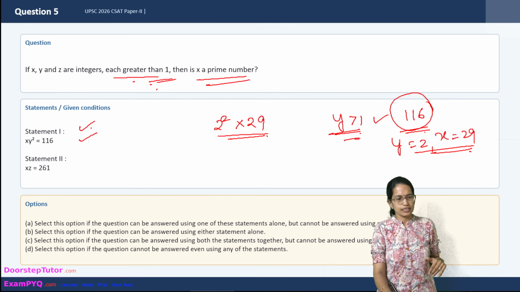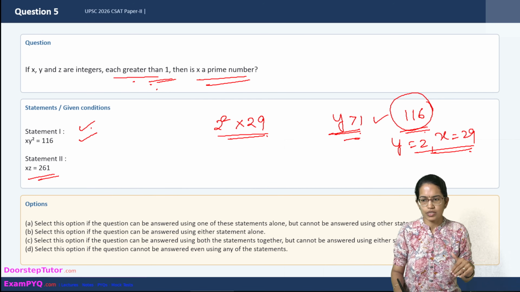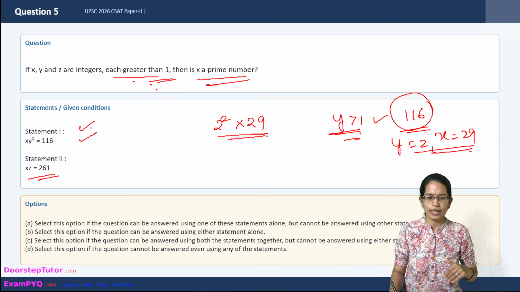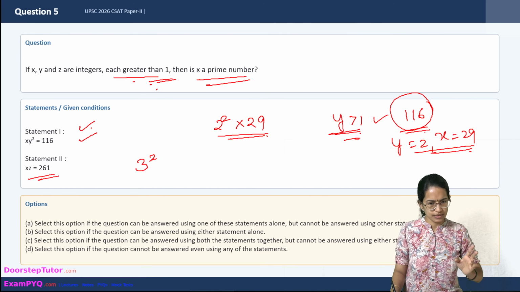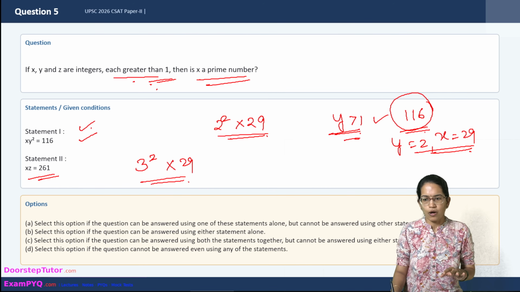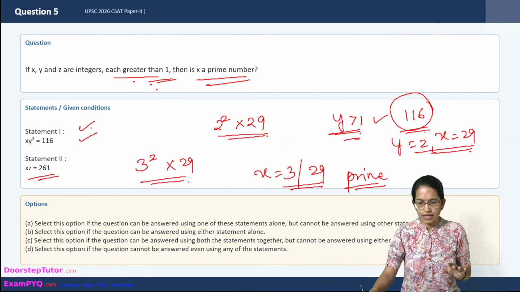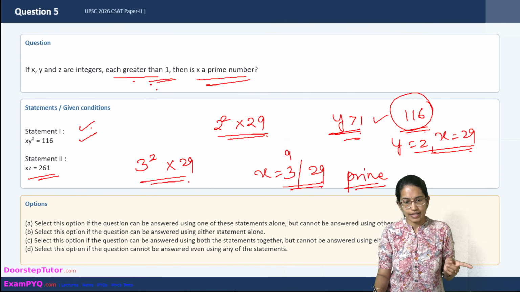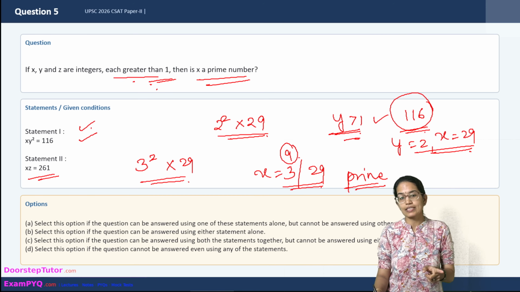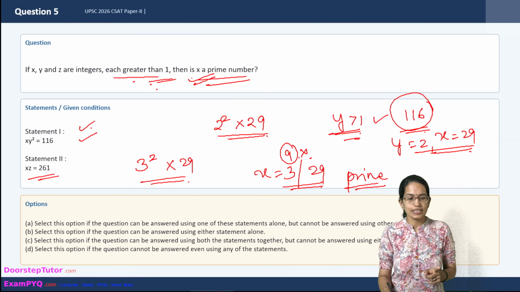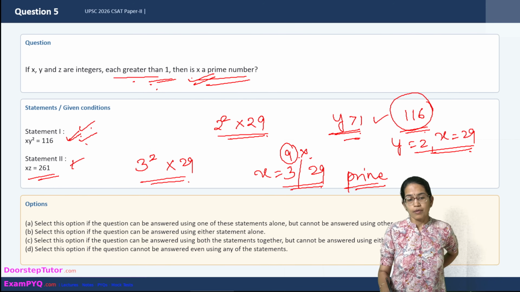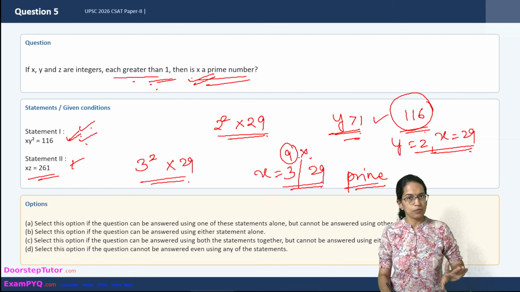Now let me take another statement into consideration. xz is equal to 261. So that would be 3 square, that is 9 into 29. Now here x can be 3 or x can be 29. Okay, both of which are prime, but it can also be 9. I can have 9 in this case, but this 9 is not a prime number. So in this case I cannot prove it. So with statement 1 alone I can definitely prove it, but statement 2 alone is not sufficient to prove it. I hope this was clear.